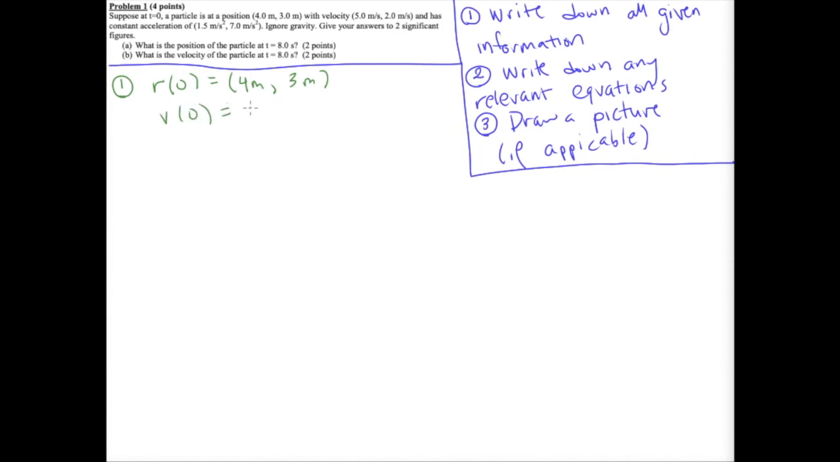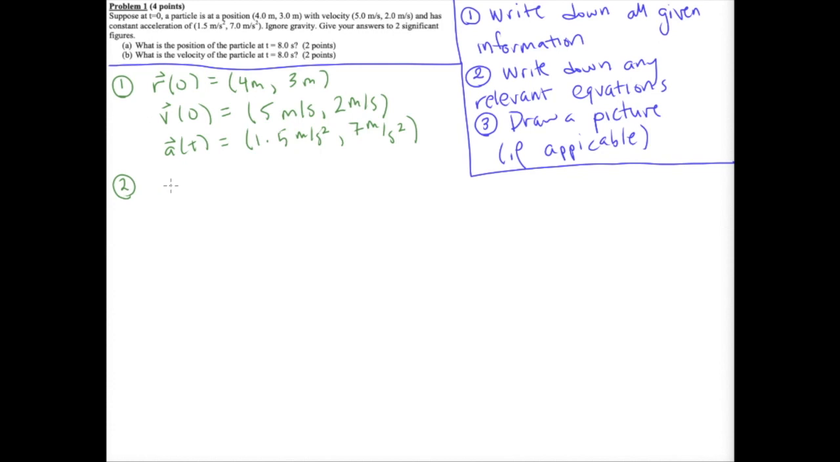We were told that at t equals 0, our position is (4, 3) and our velocity is (5, 2) meters per second, and that the particle has a constant acceleration of 1.5 meters per second squared in the x direction and 7 meters per second squared in the y direction. We are told to ignore gravity, and that is all the information we are given. In part A, what's the position of the particle at t equals 8 seconds? And in B, what is the velocity of the particle at t equals 8 seconds also?